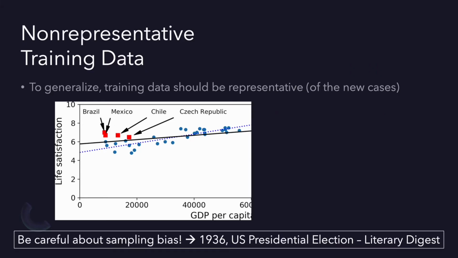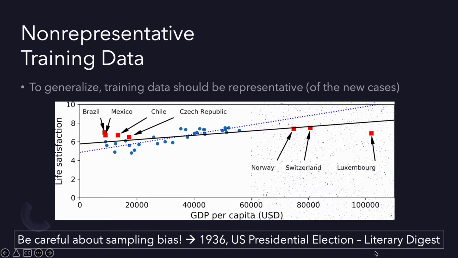Second data-related challenge is non-representative training data. Let's look at the graph. If you ignore the examples like Brazil, Mexico, and Chile, then your model will be wrong, or we can say less representative. As you see, after adding the red ones, model should be updated. This is quite important topic as sampling bias is also possible.